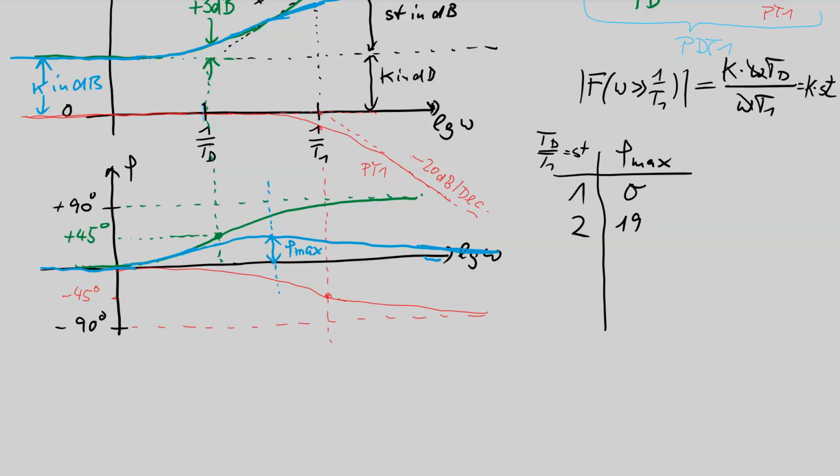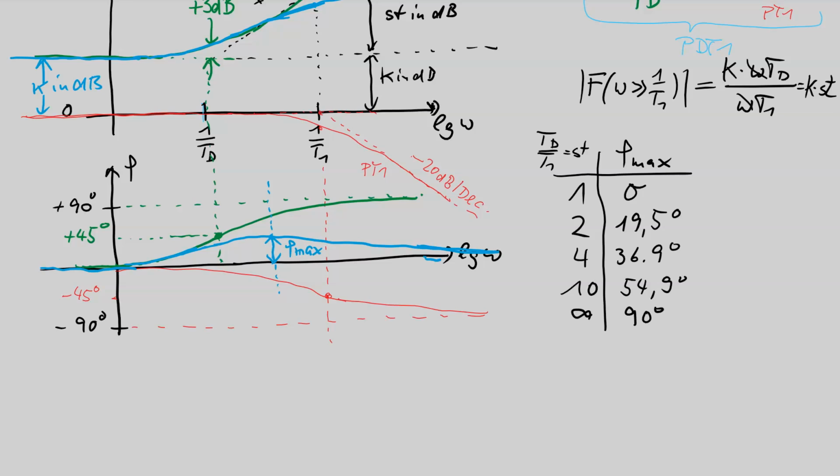If we have a distance of 1 octave, then the phi max value is 19.5 degrees. If we have 2 octaves, we have 36.9 degrees. If we have a decade distance, we have 54.9 degrees. If there is a very big distance, we have a maximum of 90 degrees. More is not possible. That is just the PD block if the T1 is infinity.